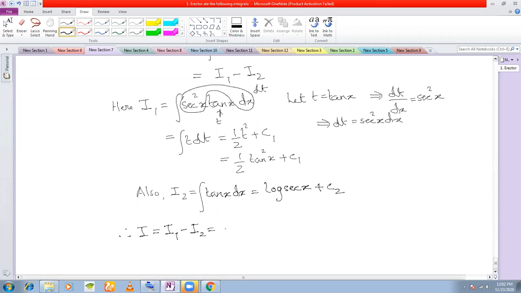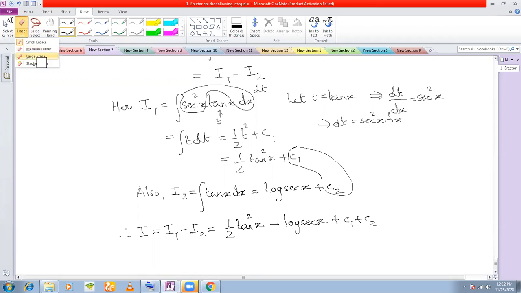And I1 we have got as half tan square x. Don't write the constants. C1 and C2 will merge to form a single constant C. And you have I2 as log sec x. You could write C1 plus C2, but instead you simply write a single C, because you don't care about the value of the constant. Whether C1 plus C2 or C1 times C2 or C1 divided by C2, a constant will remain a constant.